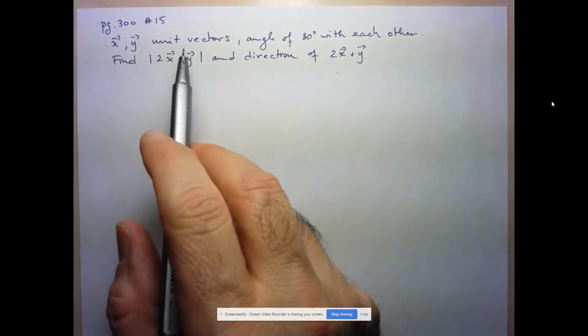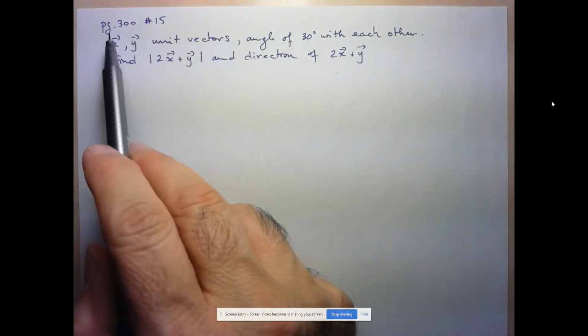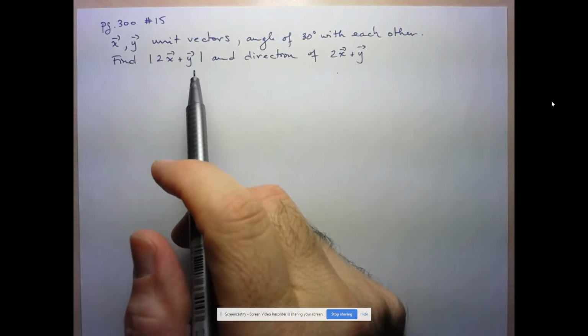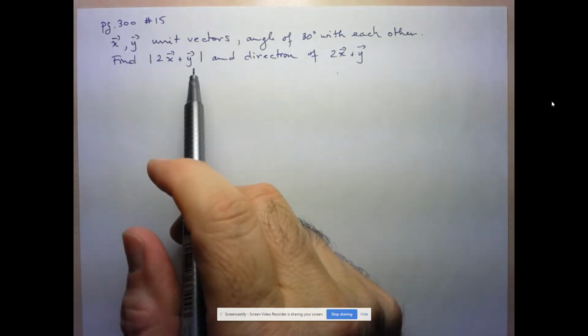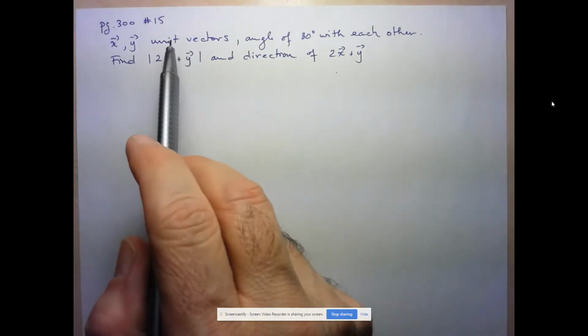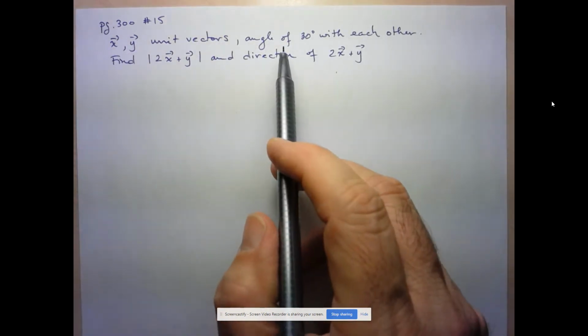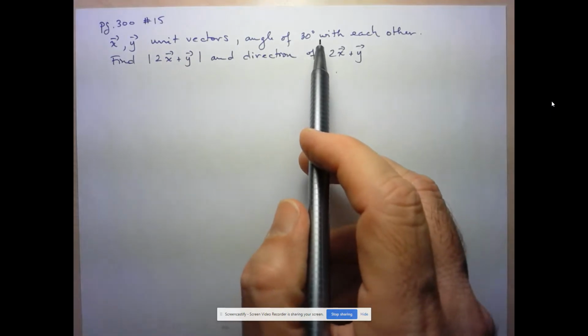length 1. Now this textbook here does not use the hat notation, which I've introduced to you. So you might see me use the hat notation, you will recognize as it being a unit vector. Here they just tell unit vector, so you know magnitude of 1. And it says that it's got an angle of 30 degrees. They make an angle of 30 degrees with each other.